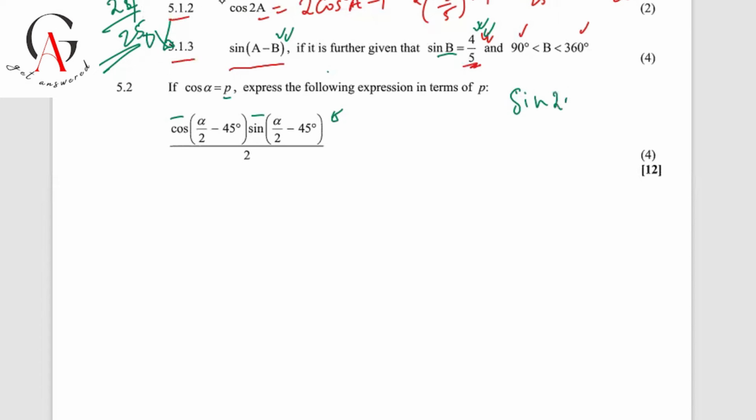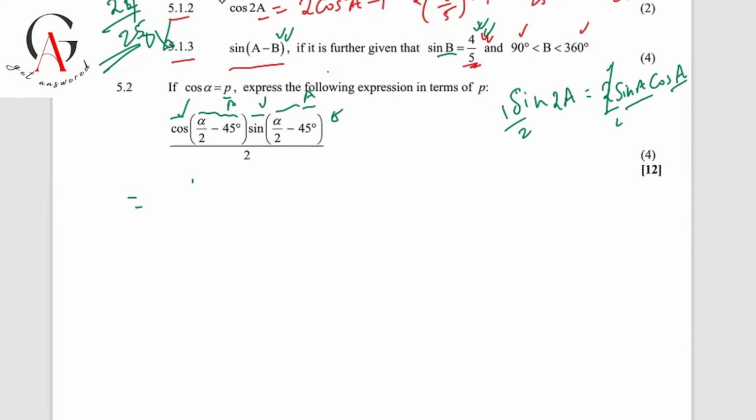I'll say sine 2a is given as 2 sine a cos a. So I'm going to take this entire bracket to represent my a. So I have my cos and then my sine. What am I solving for? I'm solving for this 2. So divide both sides by 2, eliminate that 2, which means that this sine a cos a is equivalent to a half sine of 2a, okay?